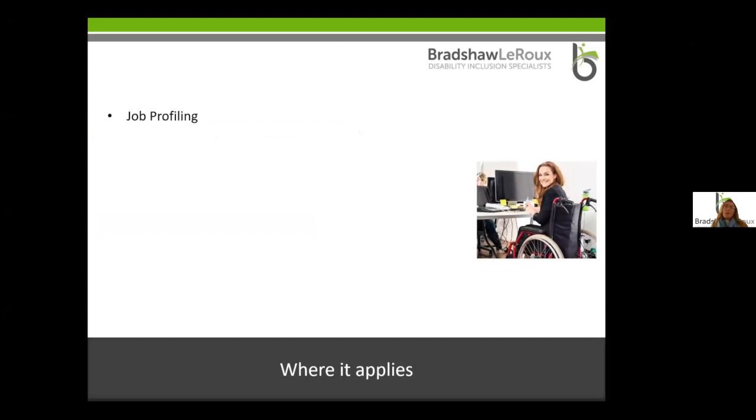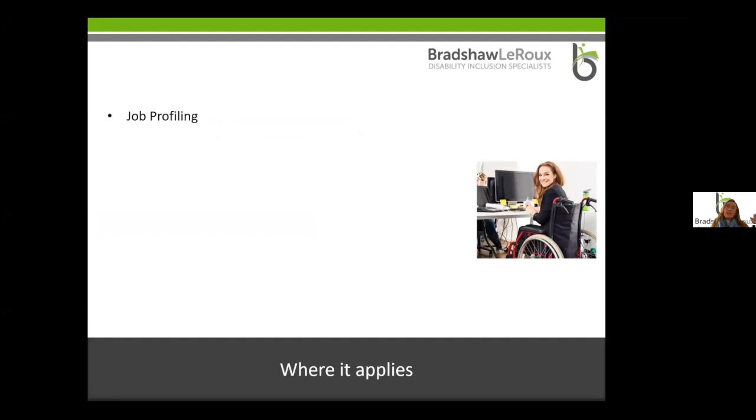Okay, I want to wrap up a bit by saying, please be aware that reasonable accommodation does not only happen at the point of interviewing an applicant with a disability. It happens when you're going through your job profiling. You don't have to readjust and review all of your existing job profiles and do this huge exercise to ask, oh, where are we not inclusive?